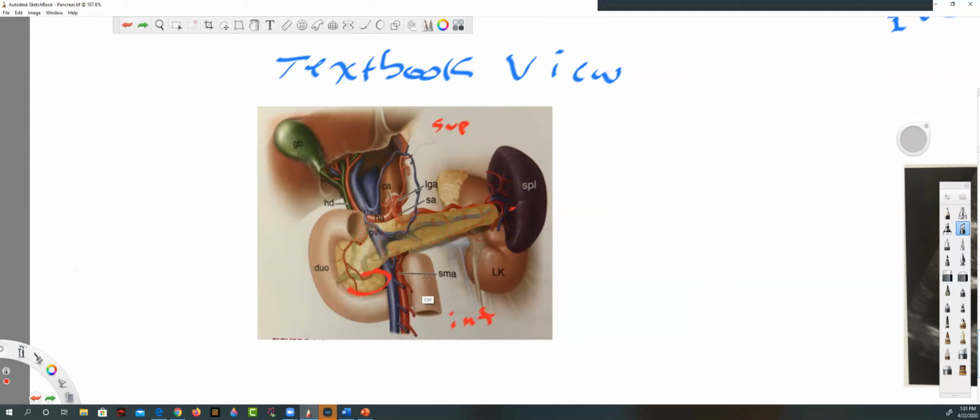The main duct is drawn in here. It does a jiggy-jaggy, but that's all right. Along with the common bile duct coming in here. They didn't draw in the other duct, this dotted line over here. That's our duct. So duct of Santorini, duct of Wirsung, common bile duct.